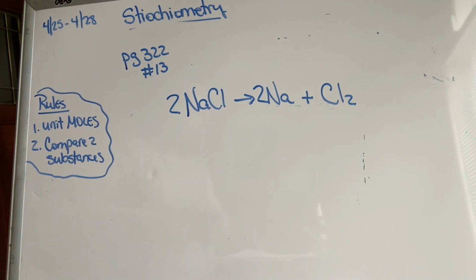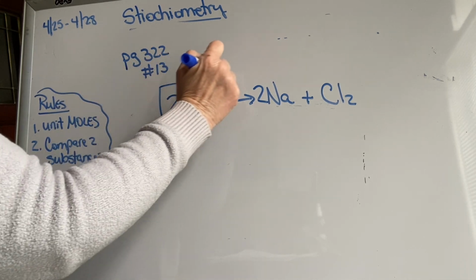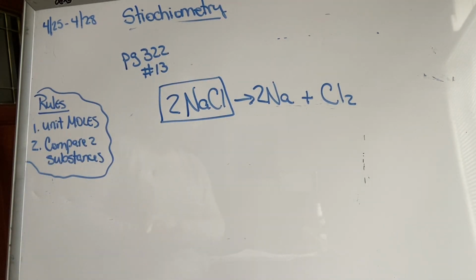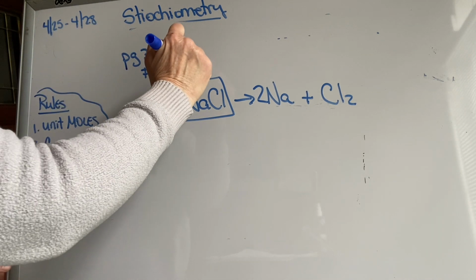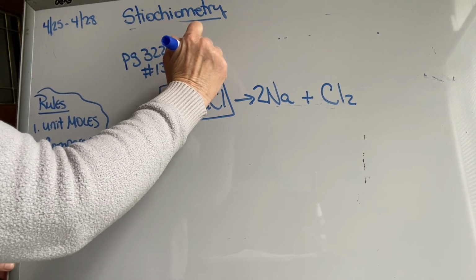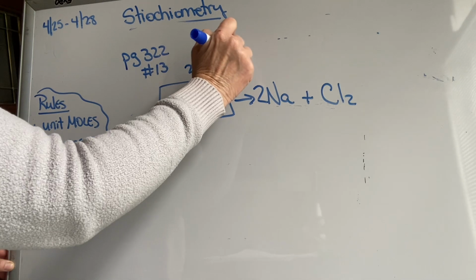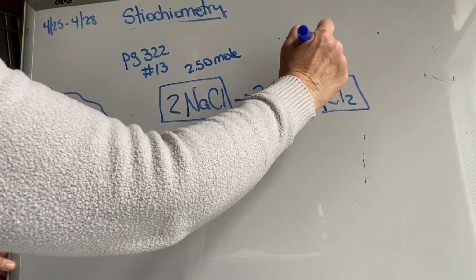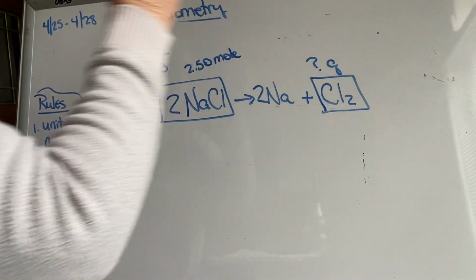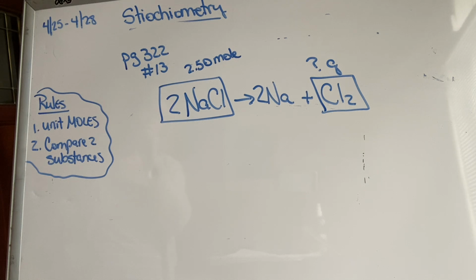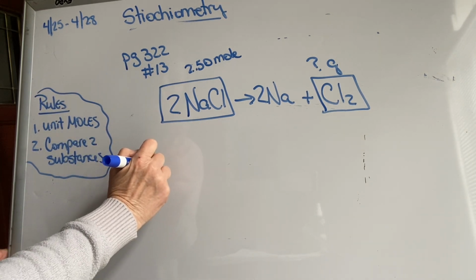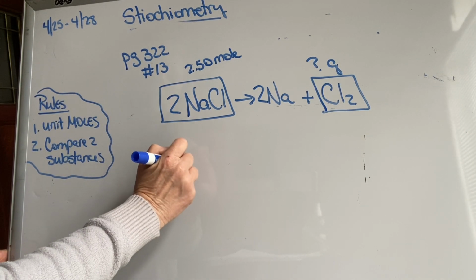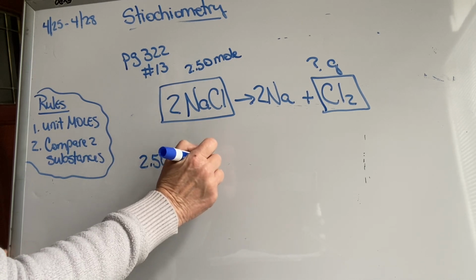On this one, the two substances that are in this question are the sodium chloride, and this is what we know something about, and what they told us is that we have 2.50 mole of that, and what they're asking us to calculate is how many grams will be produced of this chlorine gas. Okay, so again, we start exactly the same way as we always do. We write what we know. We know that we have 2.50 mole of sodium chloride.